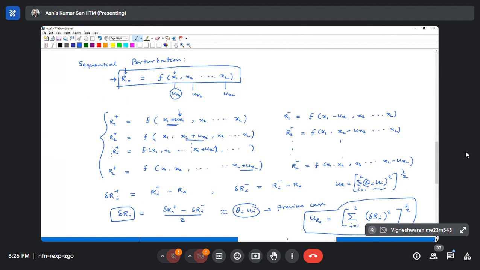Professor, just one silly thought I had. This theta is basically the slope of the dependent variable with respect to the independent variable. So del R over del x at x equal to x bar, del R over del xi at xi equal to xi bar. That is theta.